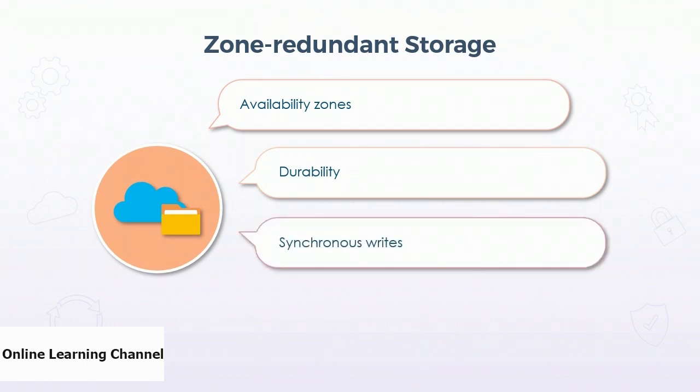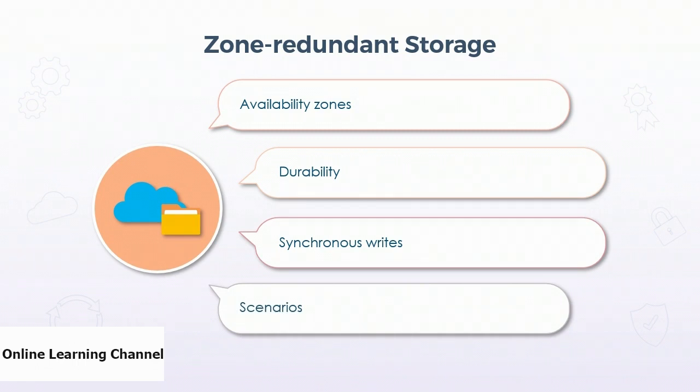Write requests made to a storage account that uses zone redundant storage occur synchronously and will only return a success status once the data is written to all 3 replicas. Zone redundant storage is recommended as the primary region for scenarios that require consistency, durability, and high availability and have to meet regulatory requirements.